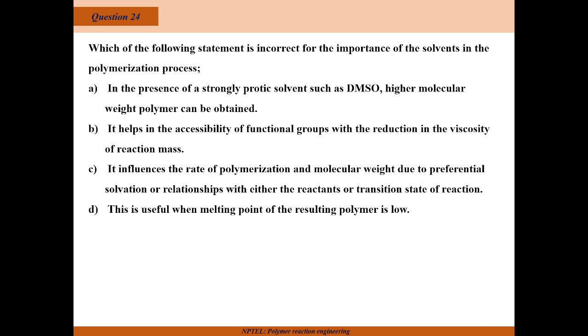Which of the following statements is incorrect for the importance of solvents in the polymerization process? In the presence of strongly polar solvents such as DMSO, higher molecular weight polymer can be obtained. It helps in the accessibility of functional groups with reduction in viscosity of the reaction mass. It influences the rate of polymerization and the molecular weight due to preferential solvation with either reactants or transition state of reaction. This is useful when the melting point of the resulting polymer is low.